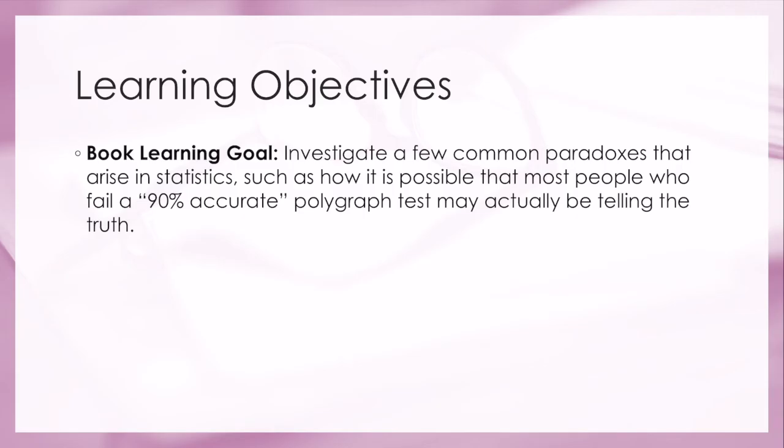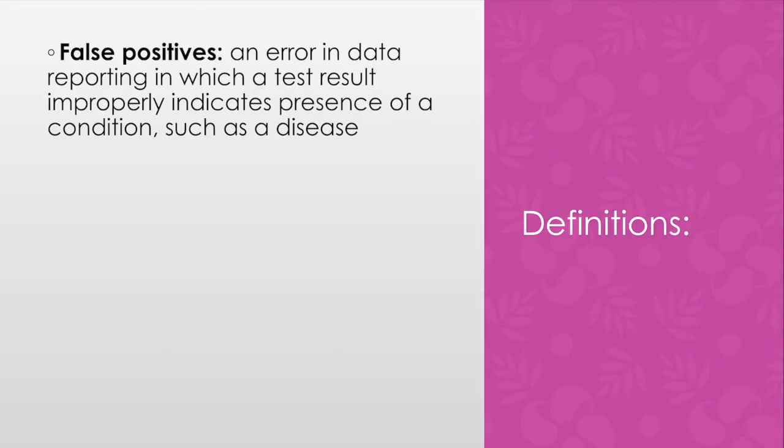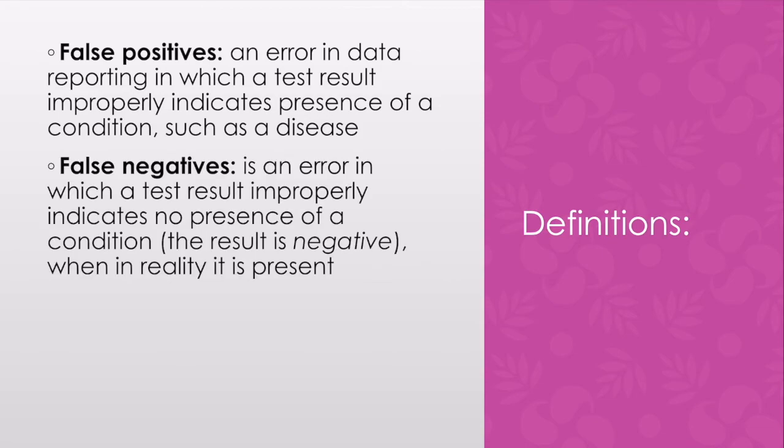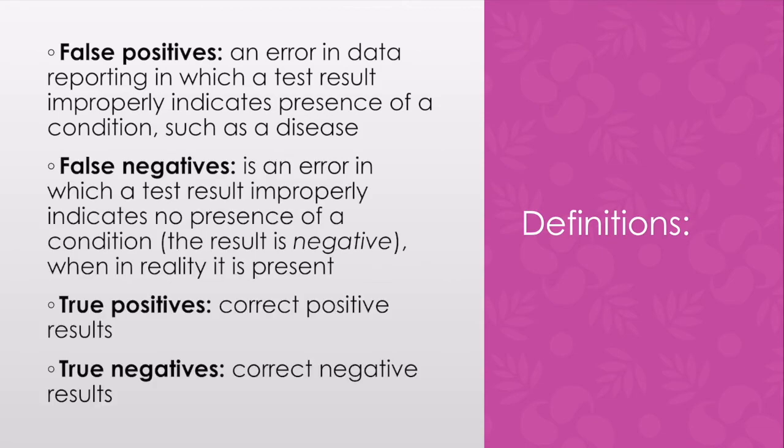Here's our learning objective. So, some definitions. We're going to talk about false positives, false negatives, true positives, and true negatives. A false positive is an error in data reporting in which a test result improperly indicates presence of a condition such as a disease. Like, let's say I went and got a COVID test and I actually don't have COVID, but the test came up positive. That would be a false positive.